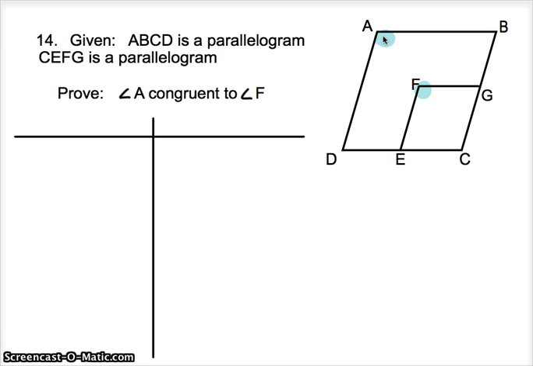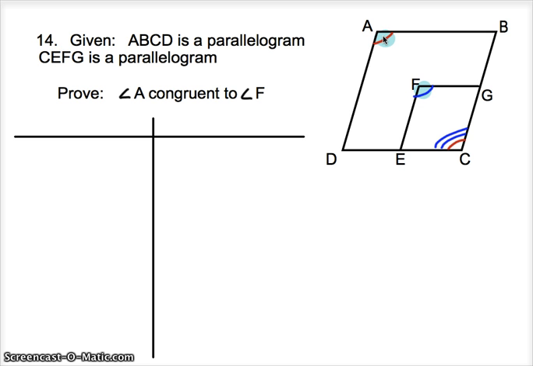Before I start the proof, let's look at what we do know. I do know some facts about parallelograms. One thing that's important is I know that opposite angles are congruent. So if I look at the large parallelogram ABCD, angle A is going to be congruent to angle C. Looking at the small parallelogram, angle F is going to be congruent to angle C. Well, if angle A is congruent to angle C and angle F is congruent to angle C, then angle A should be congruent to angle F.